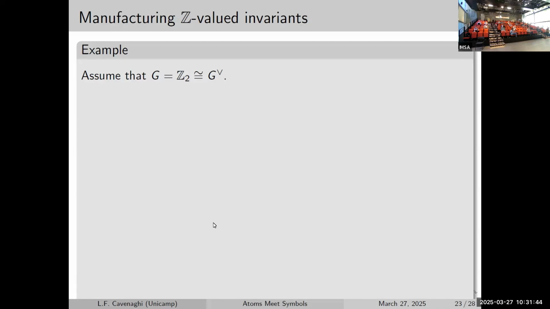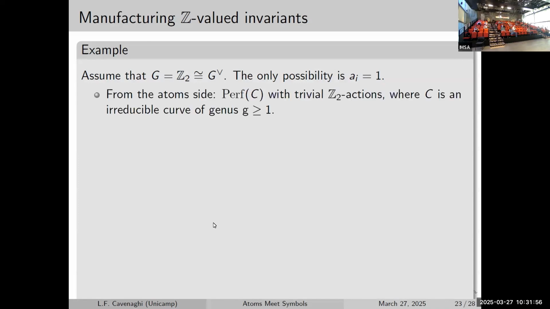So you pick G to be Z2. All right, so Z2 is a quite simple group. Then the only possibility for a character should be 1, because we don't want the 0 character, because we have generically free actions. Then, on the one side, what are the generators? From the atom side, it shall be the perfect complex of curves with trivial Z2 action. And then remember that I said that we have to choose a curve in the beginning. So now choose a curve. Let's describe what the generators are for this choice of curve. It shall be the perfect complex of this curve with trivial action.